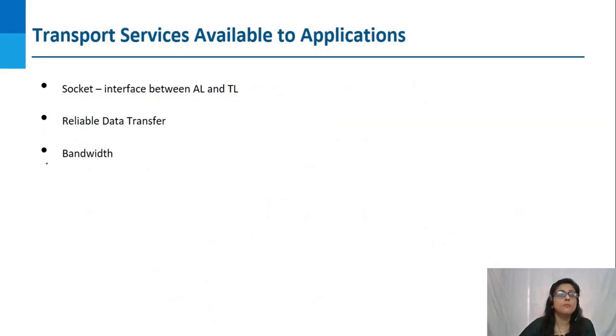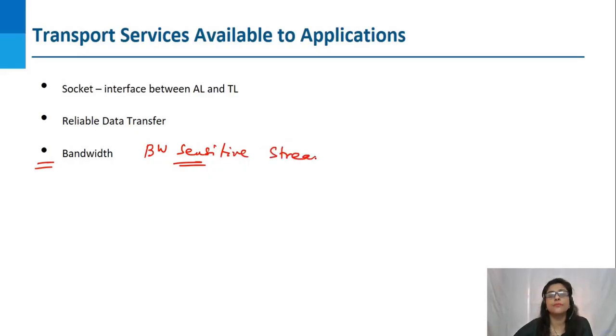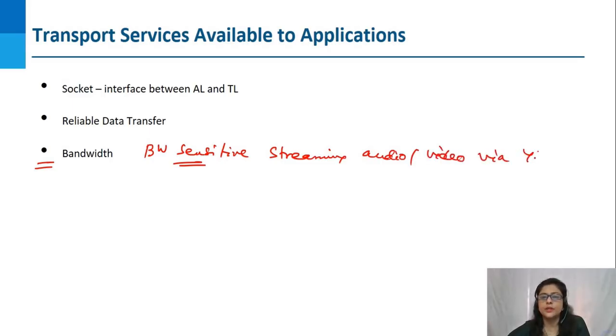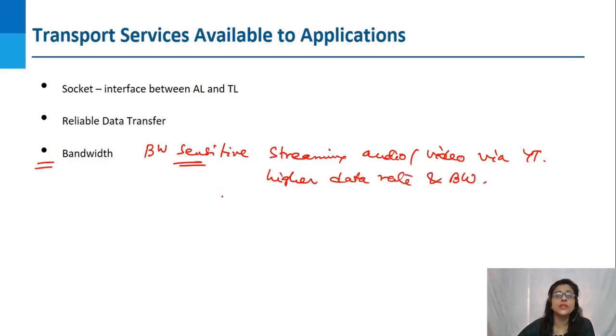Next comes the bandwidth. There are certain applications which are bandwidth sensitive, like when you are streaming audio and video via YouTube. So this requires a higher data rate and bandwidth. But there are certain applications which are elastic in nature.